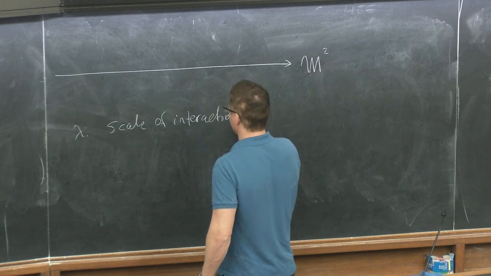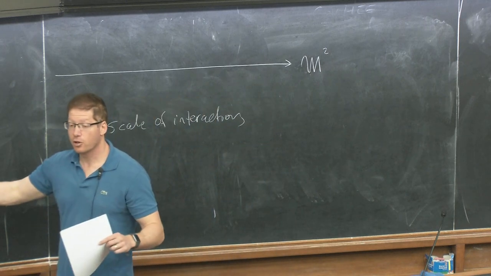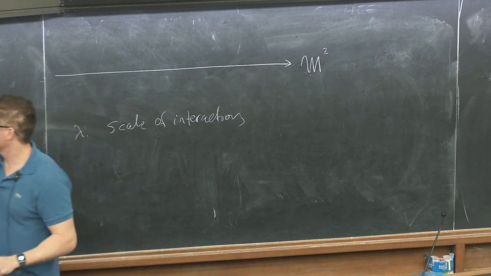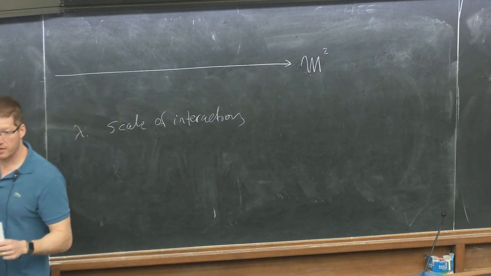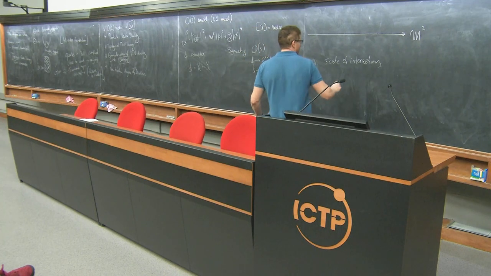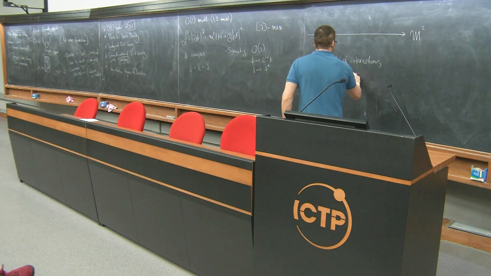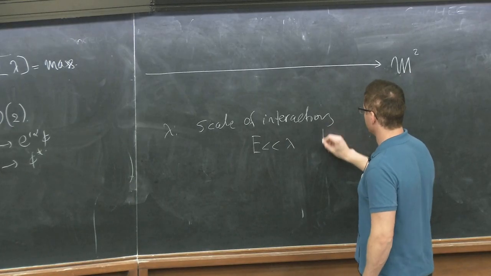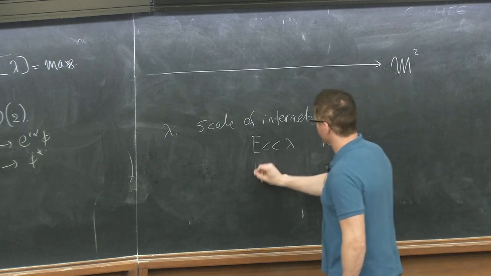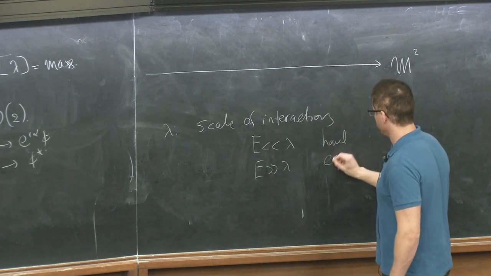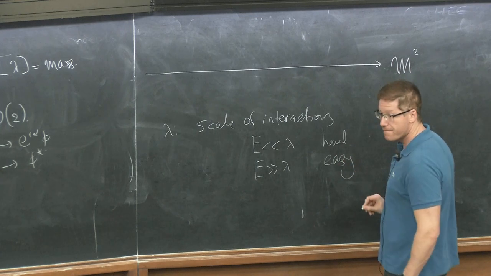If lambda was zero, this model would be free and we could solve it at all energy scales easily. It would be a free field theory. But since lambda is present and this is a quartic nonlinear vertex, the model develops strong interactions at the scale lambda. So if the energy is much, much smaller than lambda, we're in trouble. We don't know what to do. But at energies much above lambda, we're in good shape. This is easy and this is hard.